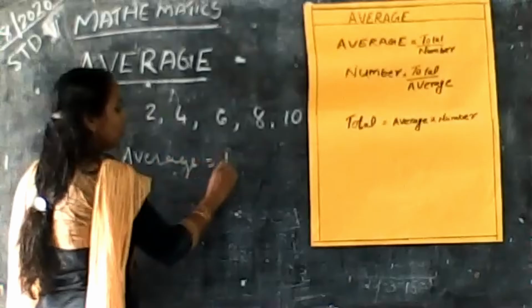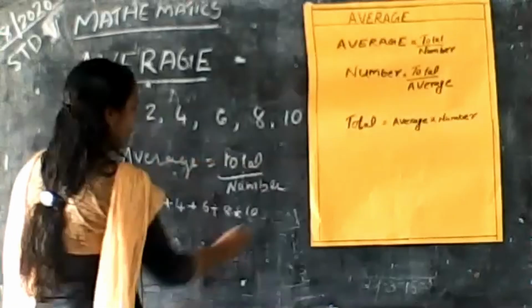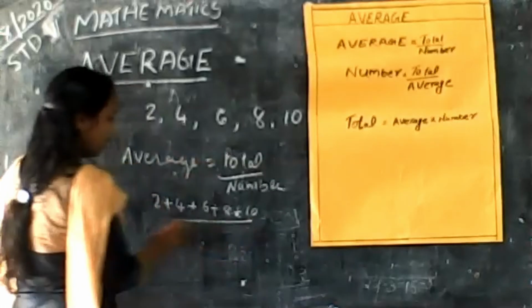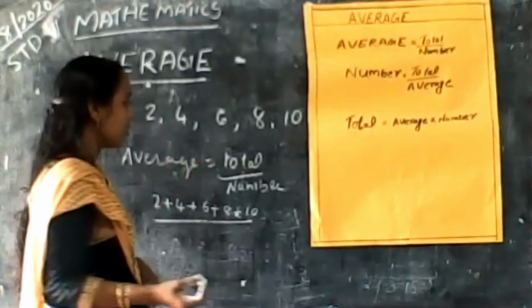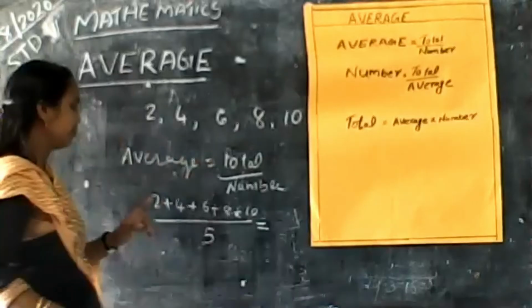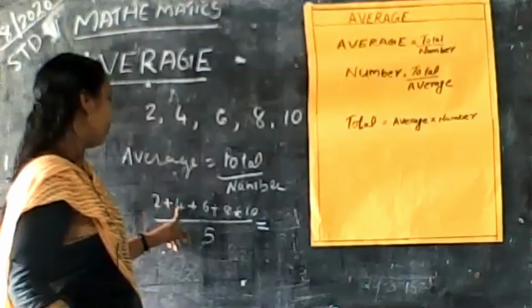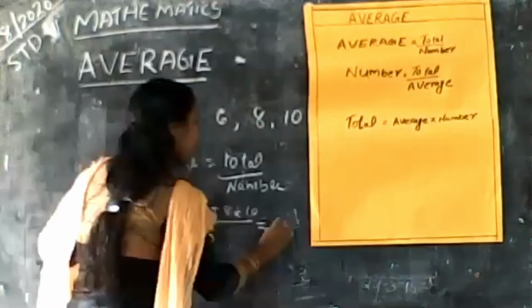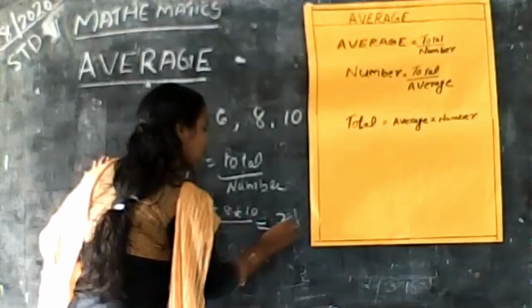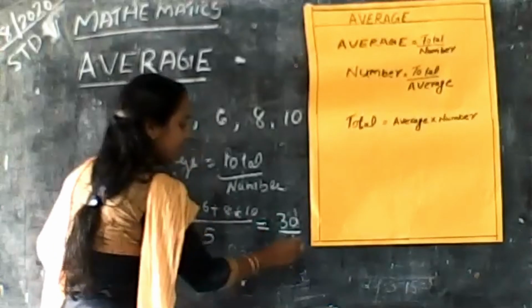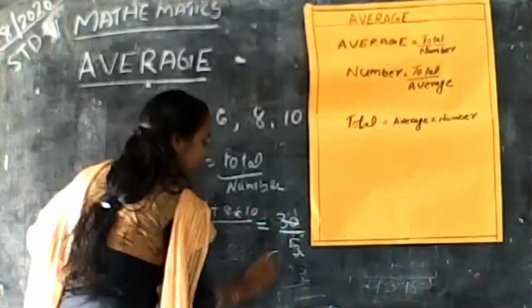Find out the total: 2 plus 4 plus 6 plus 8 plus 10. This is the total. How many numbers? 1, 2, 3, 4, 5. 5 numbers. Write down 5. Find out the total. 2 plus 4, 6, 6 plus 6, 12, 12 plus 8, 20, 20 plus 10, 30. Number of items, 5. What is the answer? How many times 5 in 30? 6.